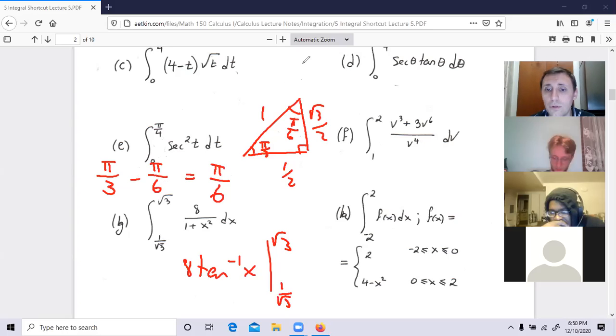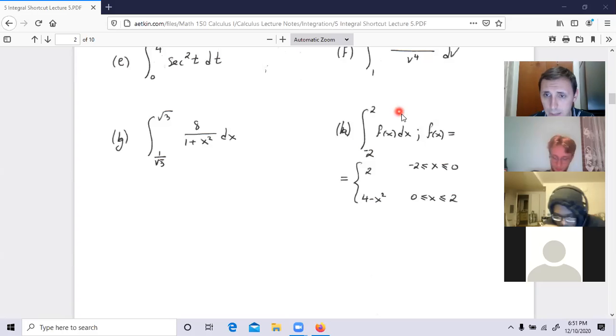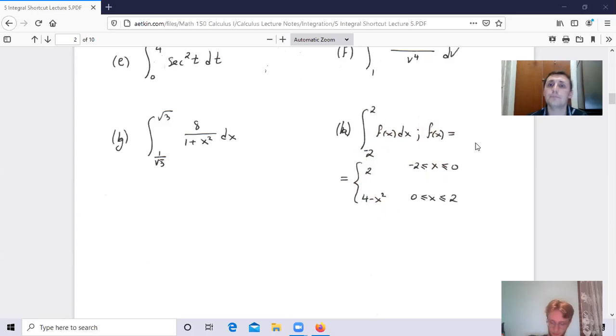So this you have to do fast. You can practice afterwards if you like. Now, final question of this type is the integral from minus 2 to 2 of f of x dx, where the function is piecewise. It's 2 for values between minus 2 and 0, and 4 minus x squared from 0 to 2. What is the integral?